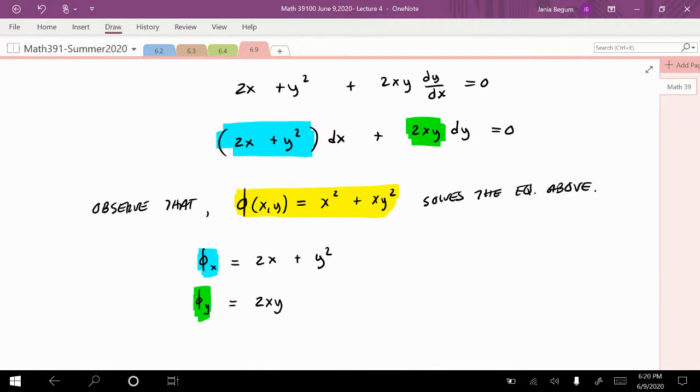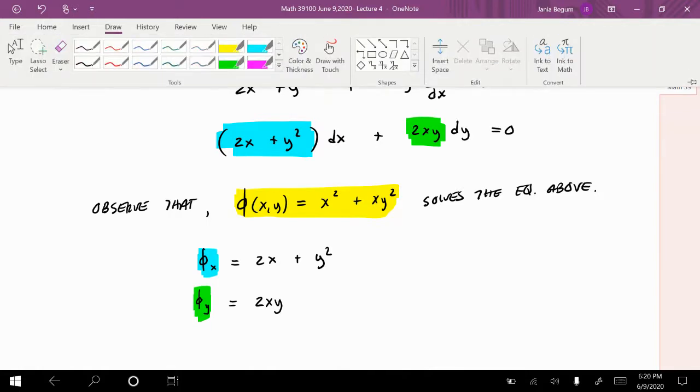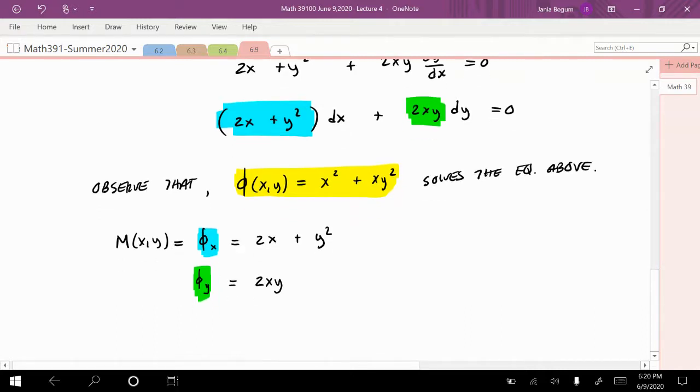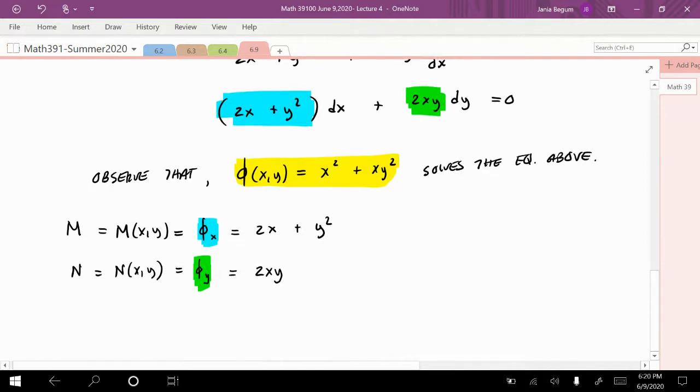So we're going to introduce some different notation to simplify things. I'm going to call this partial M of x y, and I'm going to call this partial N of x y, or you can just call them M and N. We're just giving everything a name.